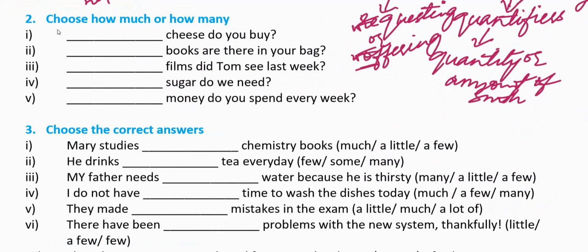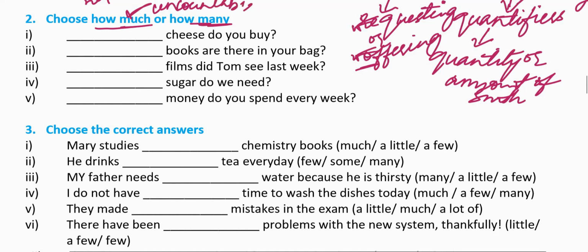Next one, choose how much or how many. Now much and many both are quantifiers, so you have to ask the question by using how much or how many. So which of the two is suitable in these sentences? You have to write down. Much is a quantifier which is used for uncountable nouns. The noun should be uncountable, only then you use much. And many is used for countable nouns. The nouns which you can count in numbers, you can use many.